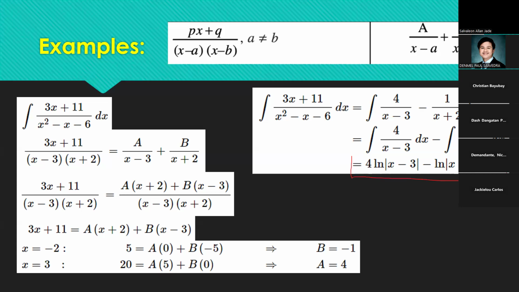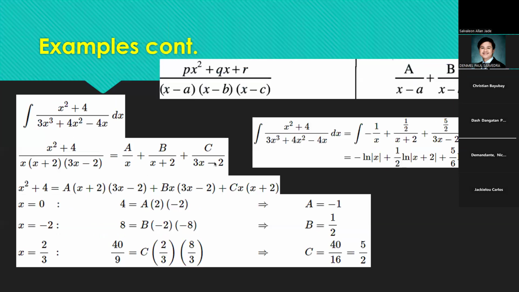Were you guys able to follow how we got this answer? Yes, sir. Okay, hopefully all of you are clear on example number 1 because we are now going to proceed to example number 2. In here, do the same thing as before. Check first, is it a proper fraction? Yes, it is because the denominator is a higher degree than our numerator.